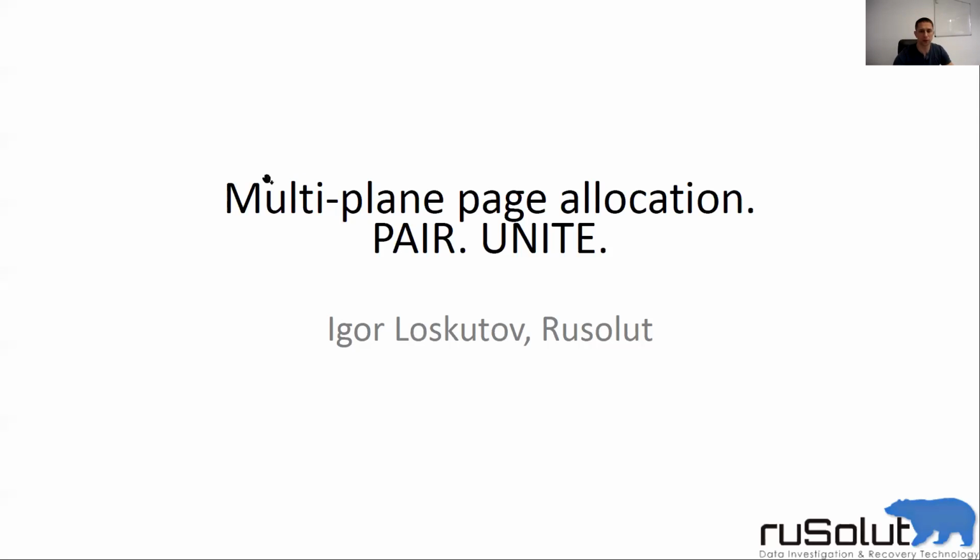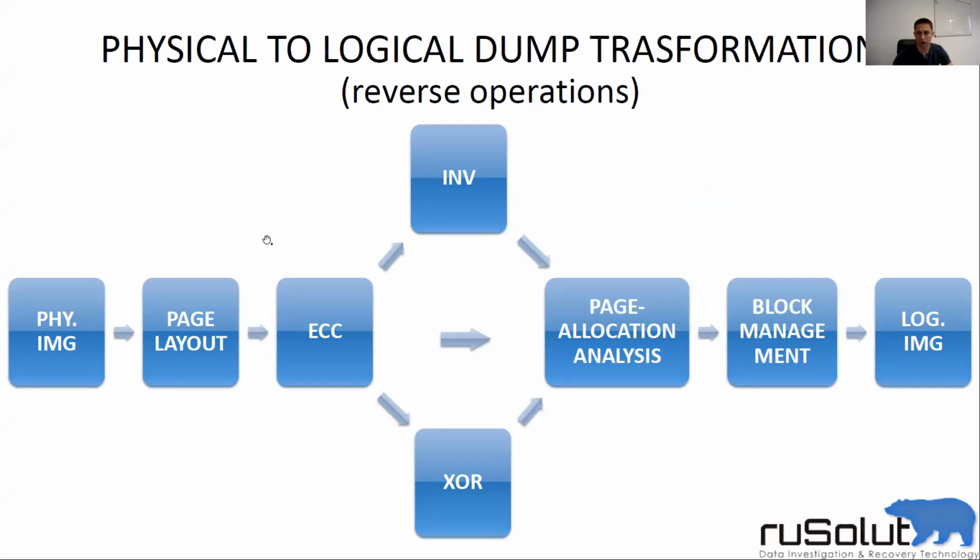And let me begin. So today we're going to talk about multi-plane page allocation and about elements from virtual entry constructor, pair and unite. Until now, we did discuss with you steps such as how to get a physical image, how to do page layout, how to apply ECC correction, inversion, XOR transformation, and also how to perform the block management step.